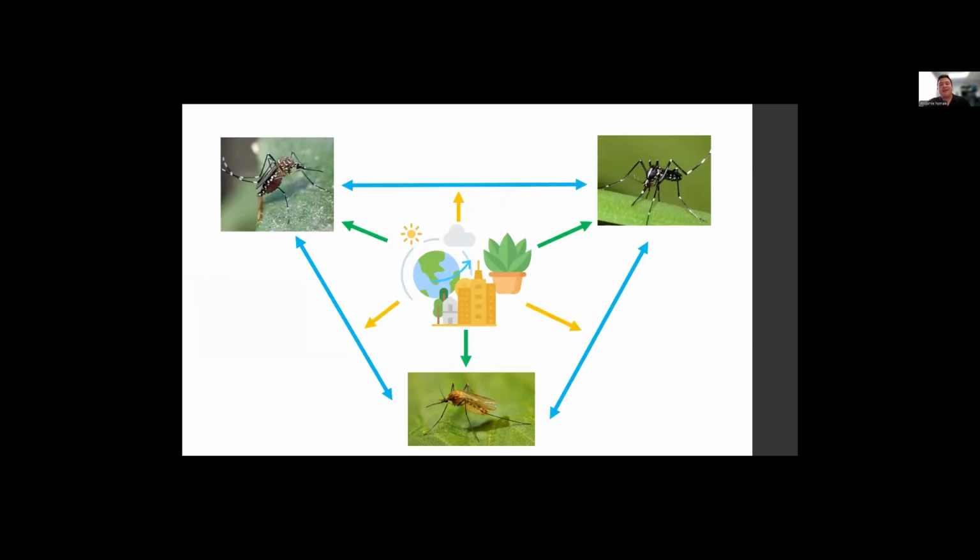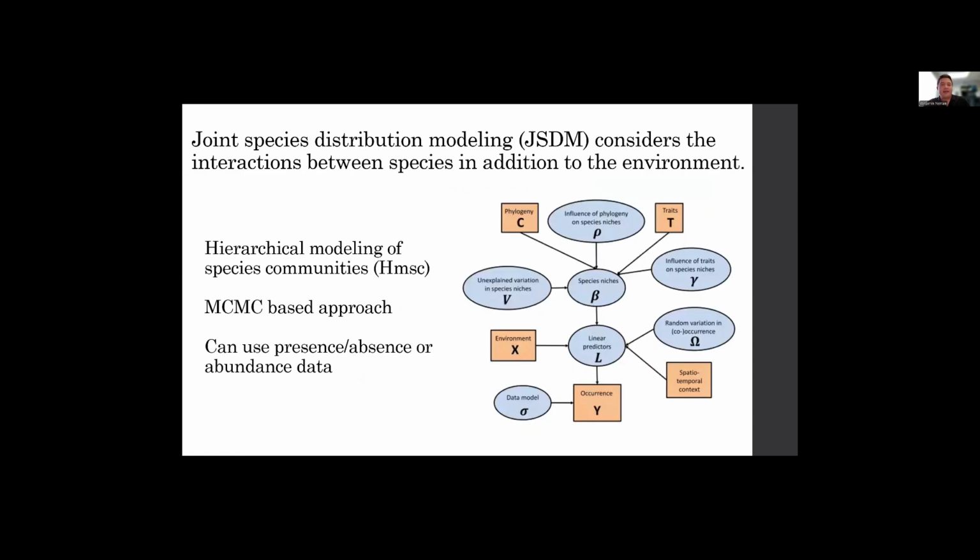However, in this entire system, you have a lot more going on than just the environment influencing the species. You have the species influencing each other as they compete for larval habitat and nectar resources. And then you also have the environment mediating those interspecific interactions. So as a kind of final part to this presentation, to look at this, I applied a joint species distribution model.